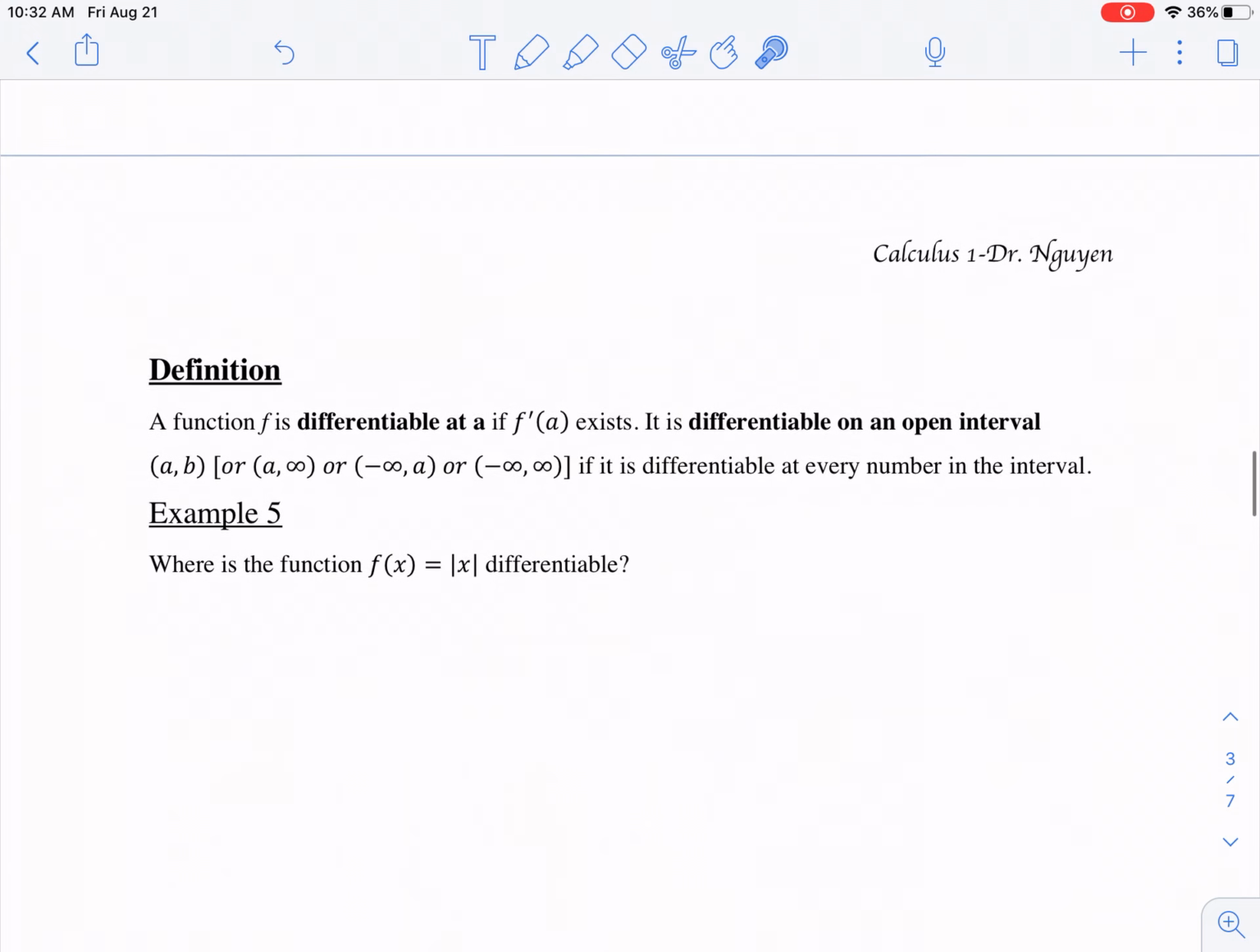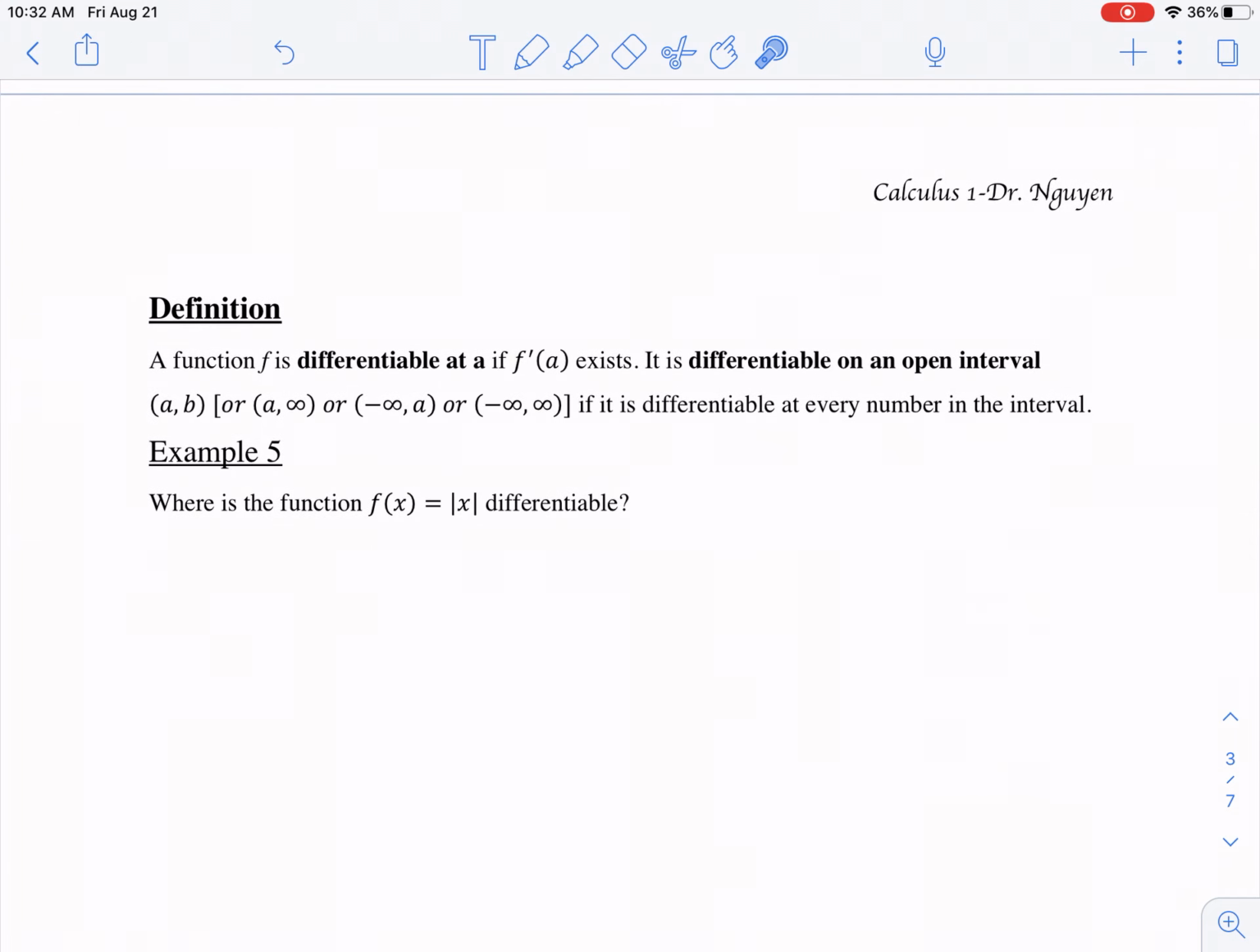Now, this is very important. It's the definition of differentiable. A function is differentiable at a if we have the derivative at a. So let's take a look at example 5, and this is the absolute value function. We want to know if f of x is differentiable or not. So we have to see if this function has a derivative.